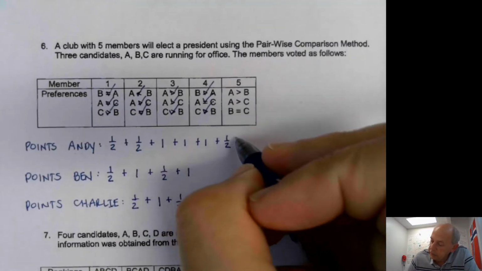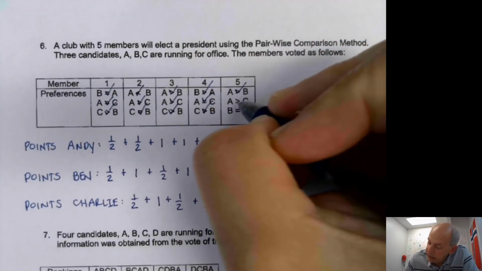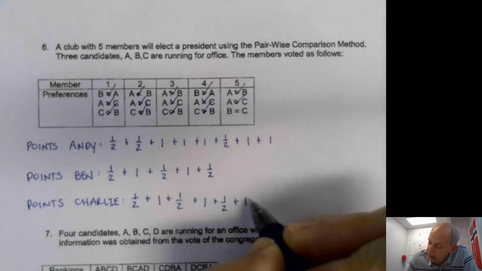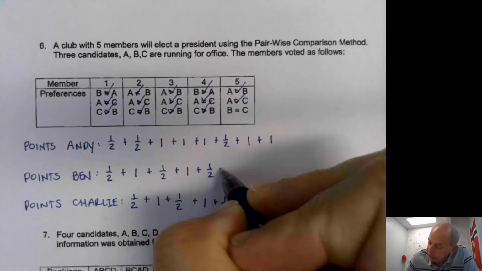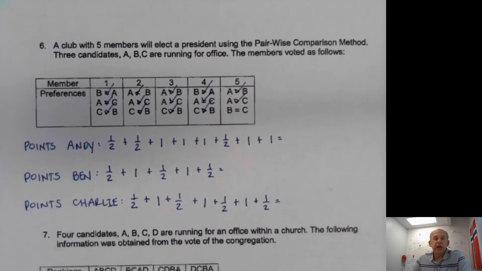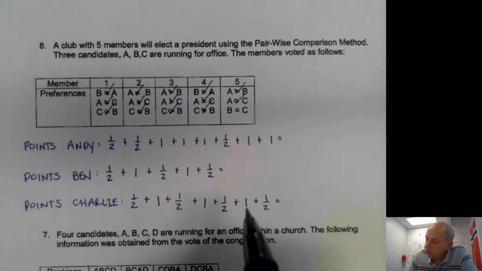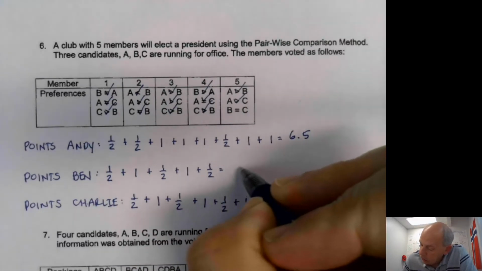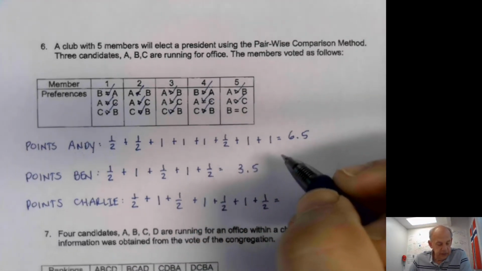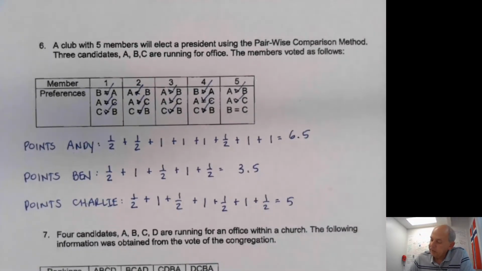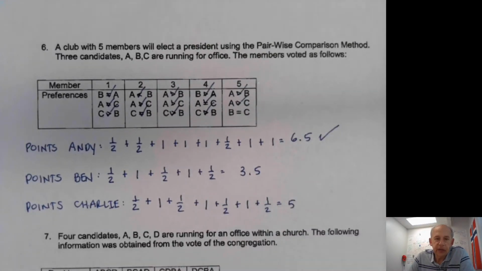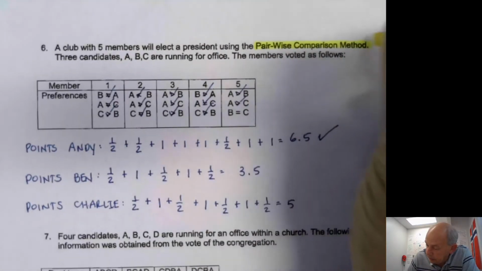Now the last voter, Andy is better than Ben. Andy is better than Charlie. And Ben and Charlie are about the same. So, adding up all of those points, we would have 6.5 points for Andy, 3.5 points for Ben, 5 points for Charlie. Andy would win the election using this pairwise comparison method.